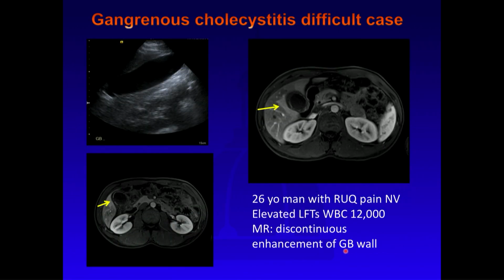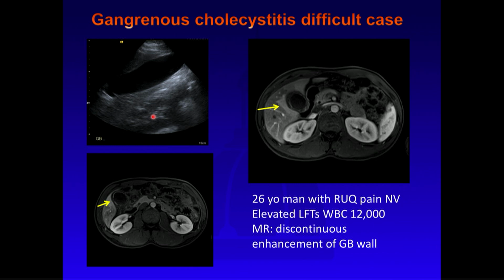So this is a case where it was completely missed. This gallbladder was called normal. This was a 26-year-old man who had right upper quadrant pain, nausea, and vomiting. And this gallbladder was just called normal. There was no sonographic Murphy sign. And I think the sonographer didn't really image the neck of the gallbladder, but this is what was said at the time.